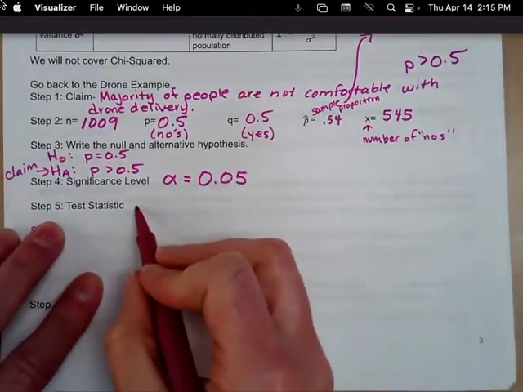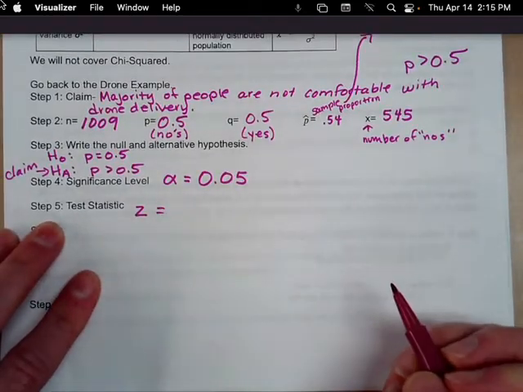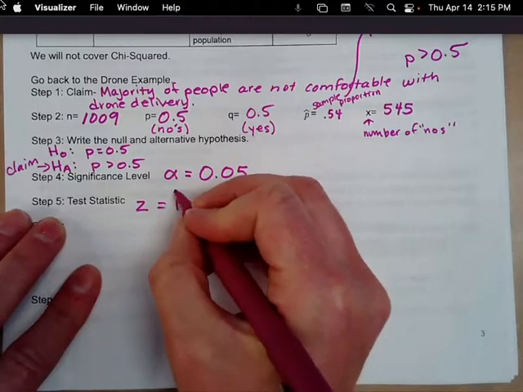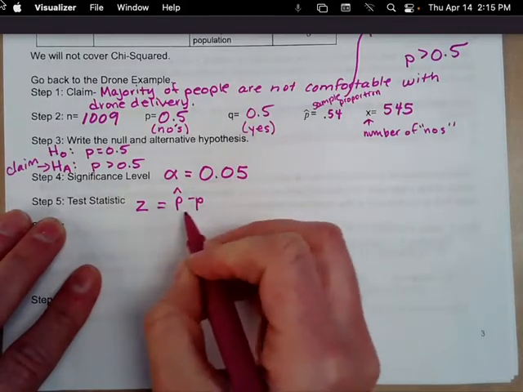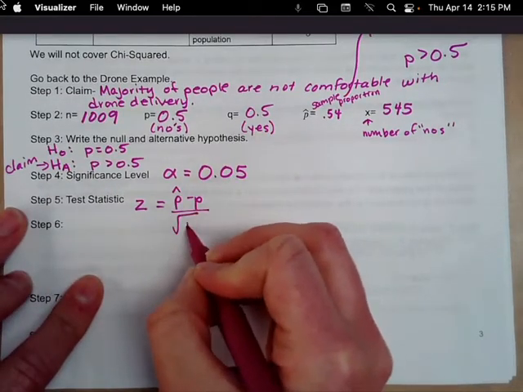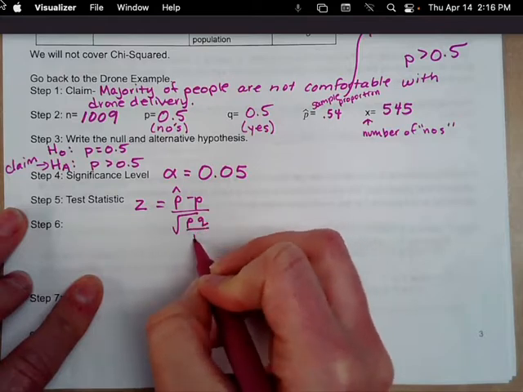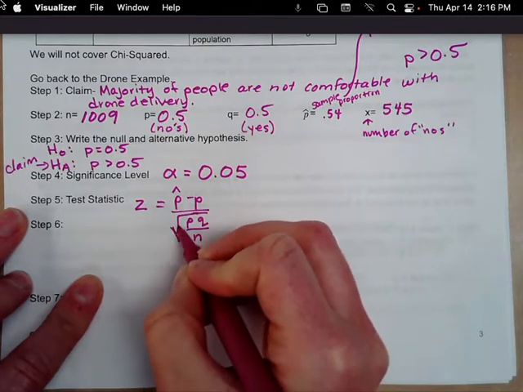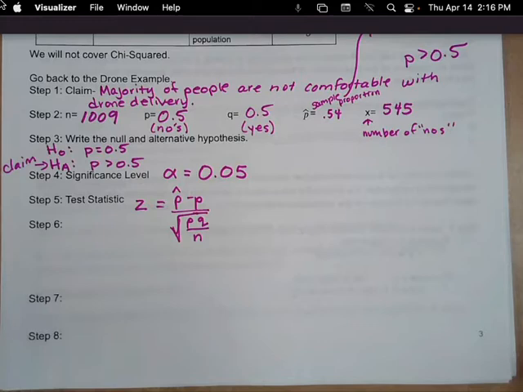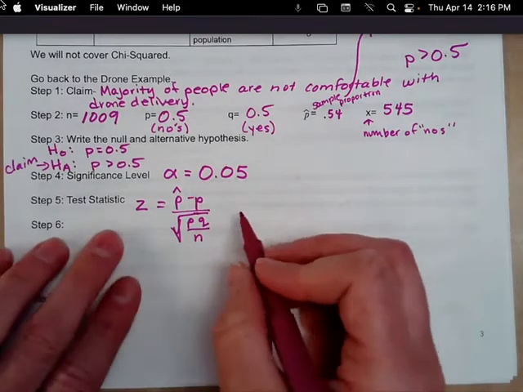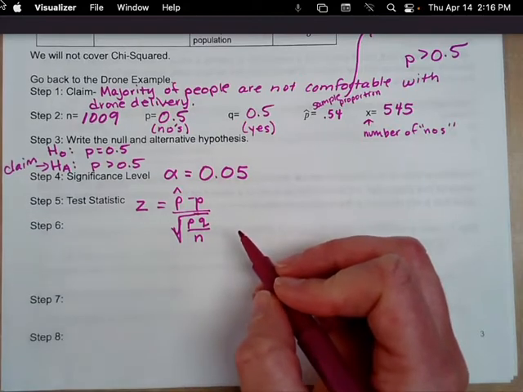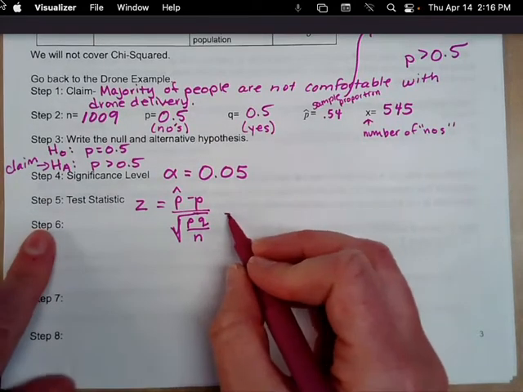Our test statistic is going to be found by using Z. So this is P hat minus P over square root of P times Q over N. We're going to be using this a lot. We used it in chapter 6, and then we used it in chapter 7, so now we're using it again in chapter 8. So let's plug in. Step 6 is actually finding what that z-score is.